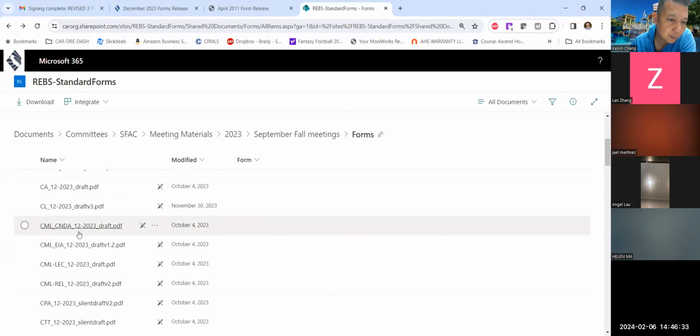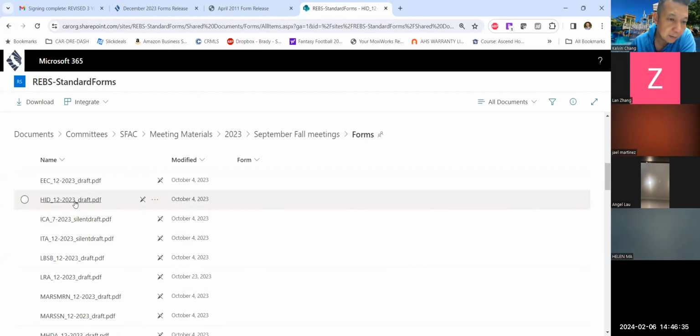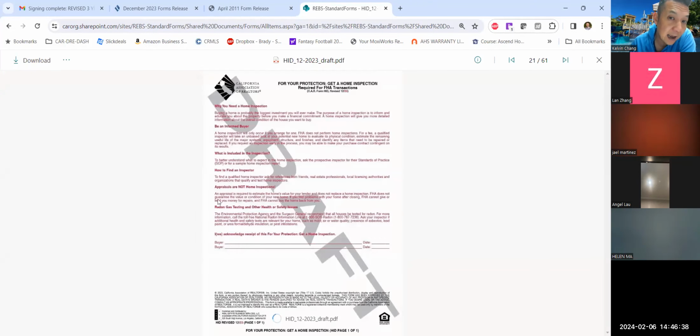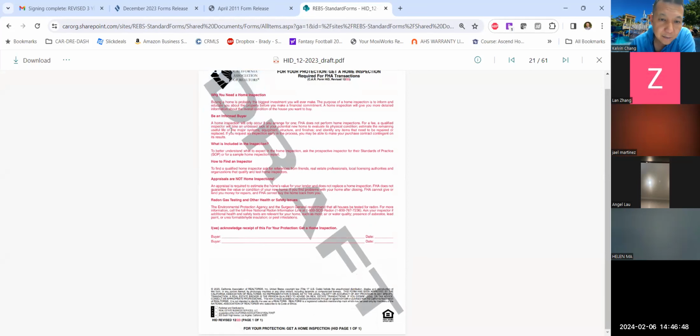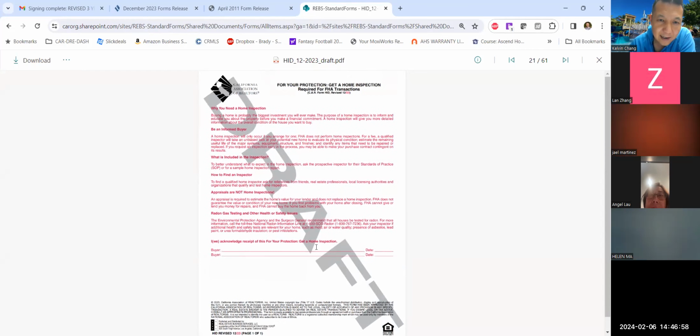Just remember, whenever you're purchasing a property with HUD-provided financing, which is FHA loans, every FHA transaction, you need to give this form HID that explains why you need a home inspection. Be informed. What is the inspection? It's just advising buyers to perform a home inspection and providing all of these disclaimers, teaching an FHA buyer about the process of buying a home.